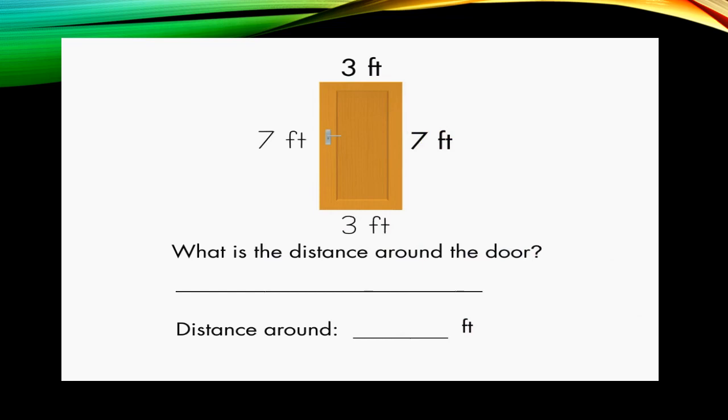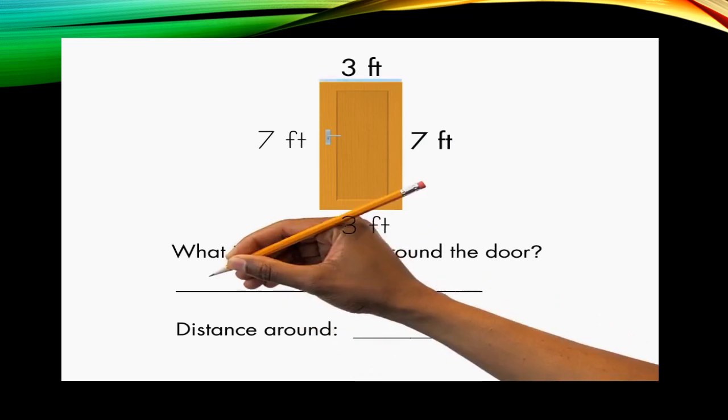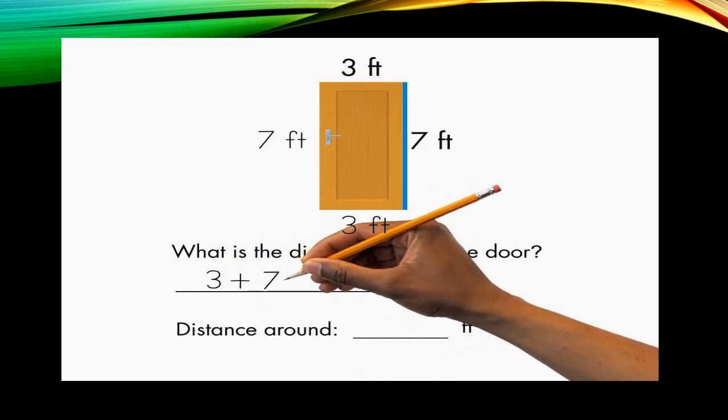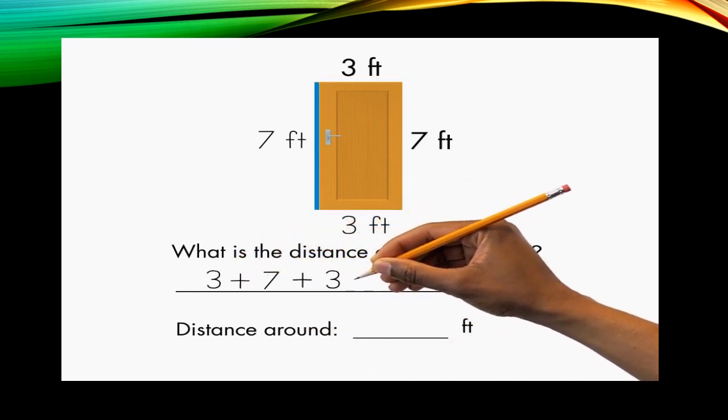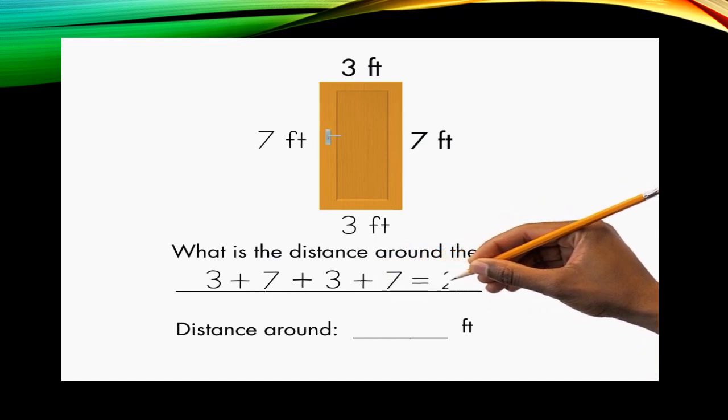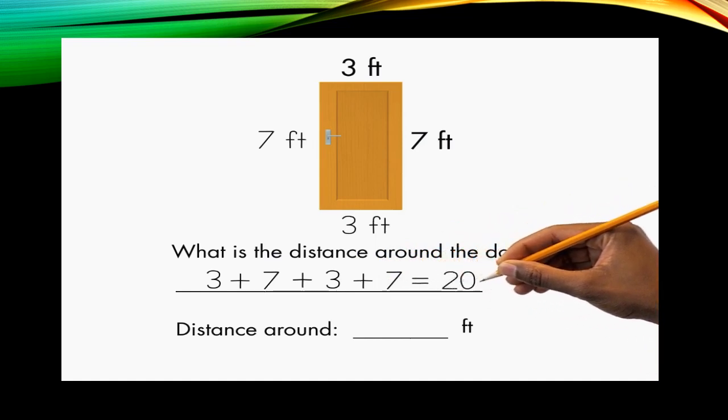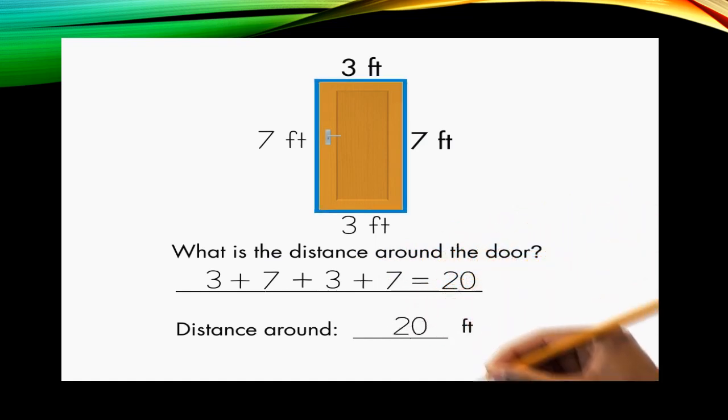Listen and look for other students who correctly use addition to find the distance around the door. Each number they write in their equation represents the length of one side of the door in feet. 3 feet plus 7 feet plus 3 feet plus 7 feet is equal to 20 feet. So, the distance around the door is 20 feet.